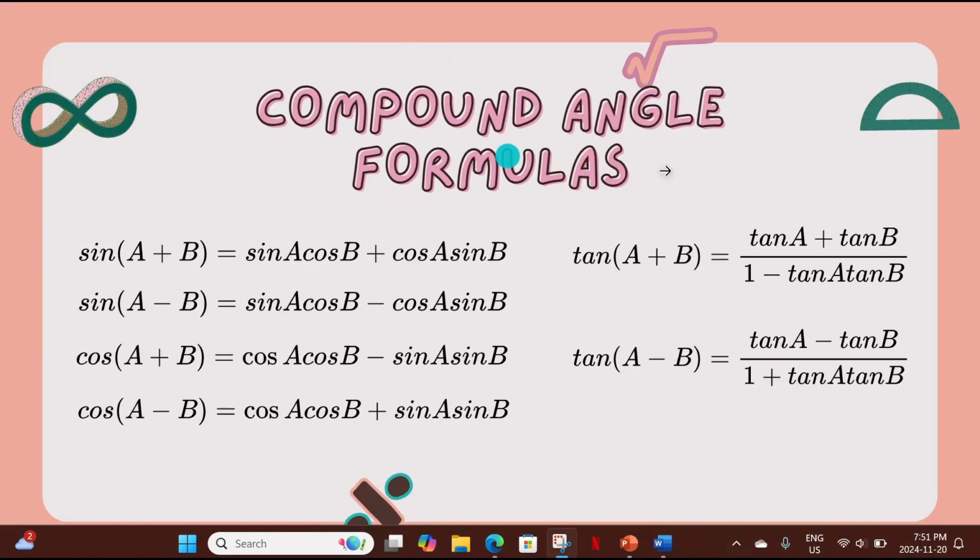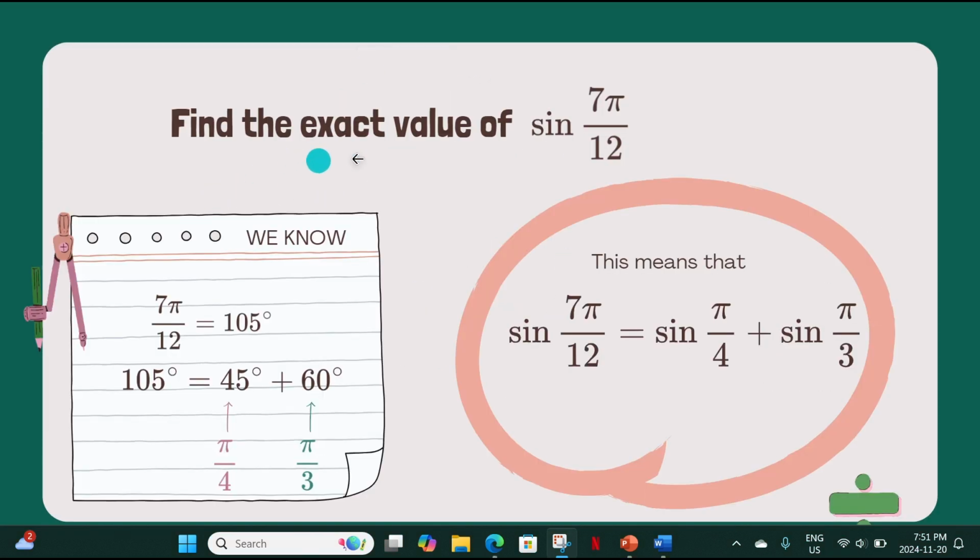These are some compound angle formulas, and we can see that they're either adding or subtracting the sine, cos, and tan functions. Now let's find the exact value of sine 7 pi over 12. The first step is we need to change 7 pi over 12 to degrees, and we multiply by 180 over pi, and then we get 105 degrees.